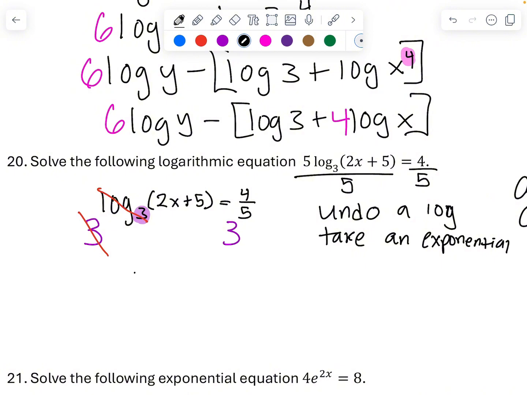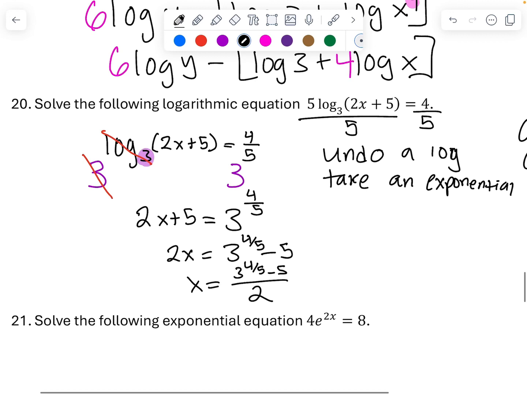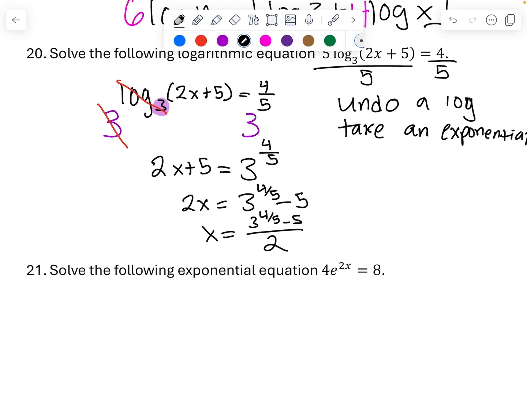So I'm left with 2x plus 5 is equal to 3 to the 4 over 5. You can plug that into a calculator and you would probably get some sort of a number for that. Then you would subtract 5 from both sides. So you have 2x is equal to 3 to the 4 over 5 minus 5, divided by 2. You could just plug that into a calculator if you wanted to. I'm just not, because I'm lazy. But that is how we solve logarithms.